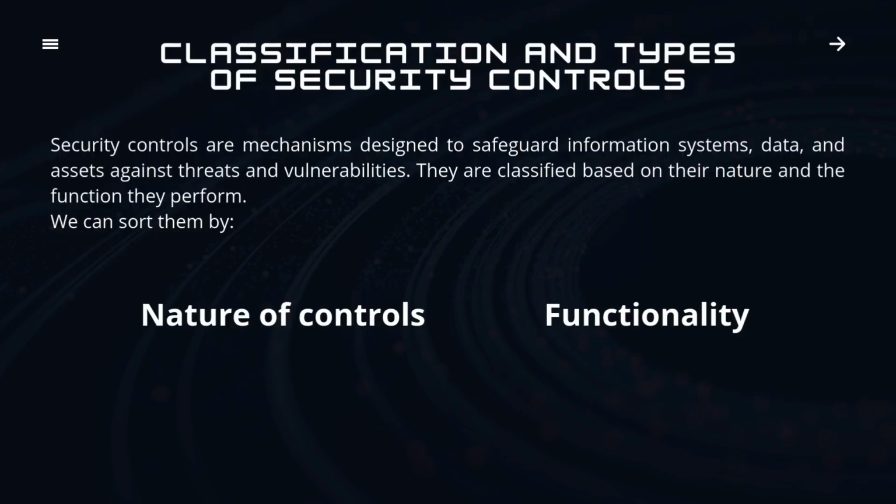Classification and types of security controls. Security controls are mechanisms designed to safeguard information systems, data, and assets against threats and vulnerabilities. They are classified based on their nature and the function they perform. We can sort them by nature of controls and functionality.